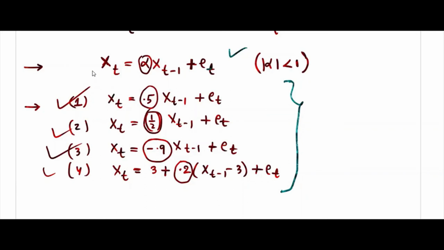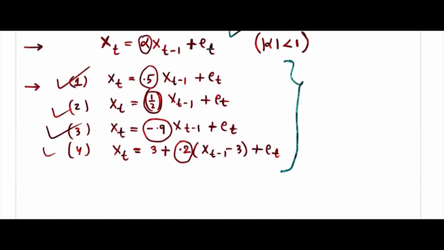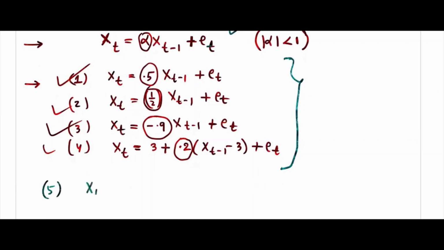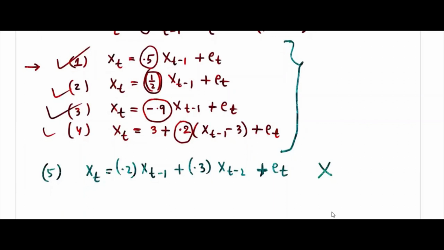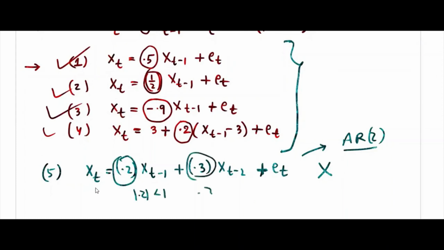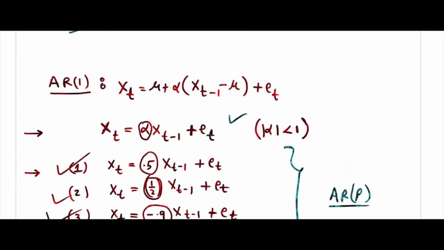Keep it pending. Suppose I give you a time series like this: xt is equal to 0.2 xt minus 1 plus 0.3 xt minus 2 plus Et. If I give this one, then you will not be able to say anything here, because this is no more AR1. This is AR2. Just checking that each coefficient mod is less than 1 will not tell you whether it is stationary. So we have to know when AR(p) is stationary, rather than AR1, which we can do directly without using any general result.